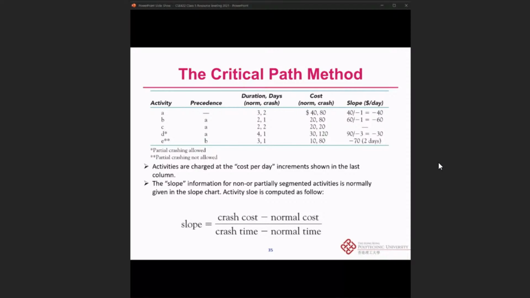So the activities are just charged at the cost per day increment shown in the last column, which is the slope. The slope information for non-segmented or partially segmented activities is normally given in the slope chart. The activity slope is computed as follows: slope is the crash cost minus the normal cost, divided by the crash time minus the normal time.